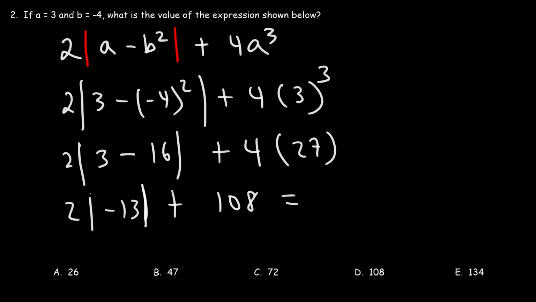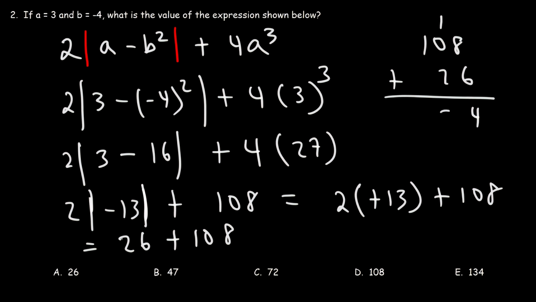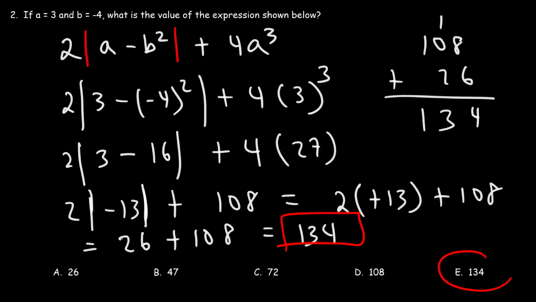Now what is the absolute value of negative 13? The absolute value of negative 13 is positive 13. And so now we have 2 times 13, which is 26. So what is 26 plus 108? So if we do long addition, 8 plus 6 is 14. 1 plus 2 is 3. So this gives us 134. So once again, E is the answer.